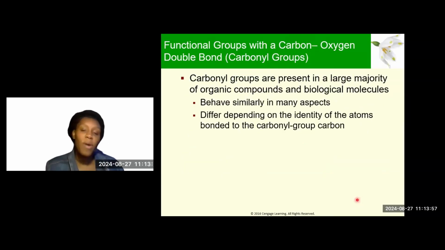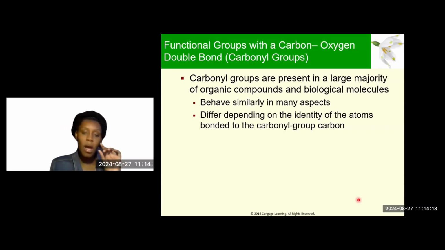Now, you have your next classification, which is your carbon-oxygen double bonded. These are your carbonyl group ones that we just talked about. We're going to just look at them again. So carbonyl groups are present in a large majority of organic compounds and biological molecules. You're going to see carbonyl groups over and over again. Even after this class, you're going to see these carbonyl groups.